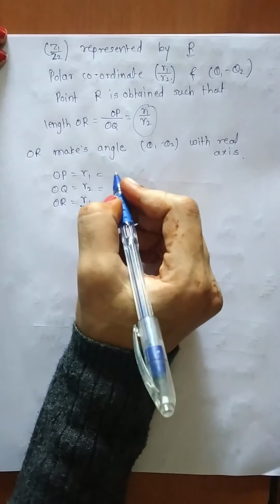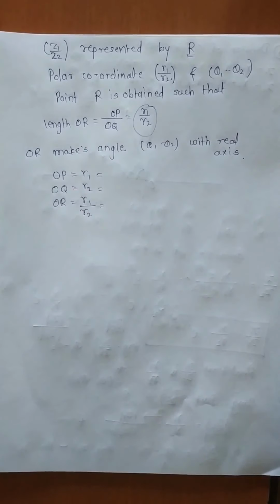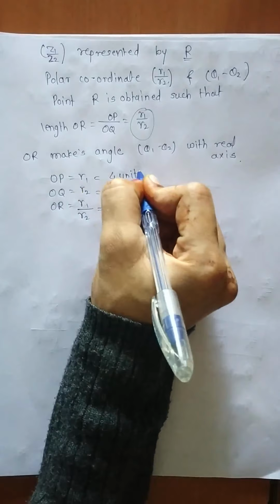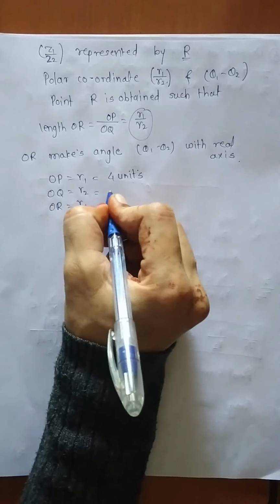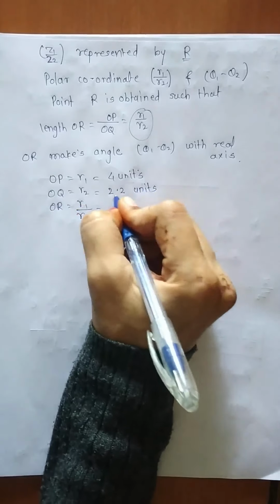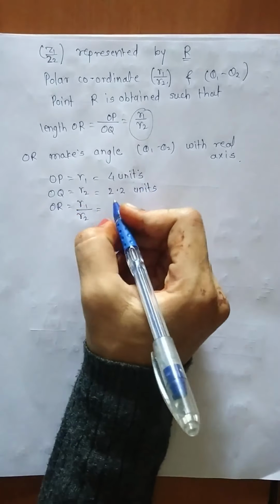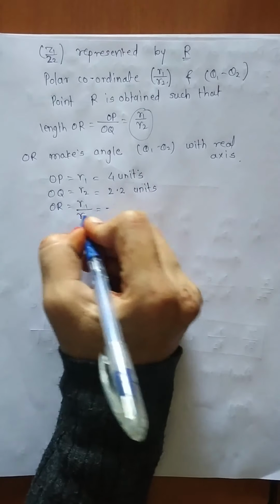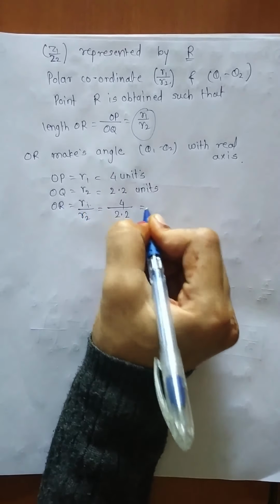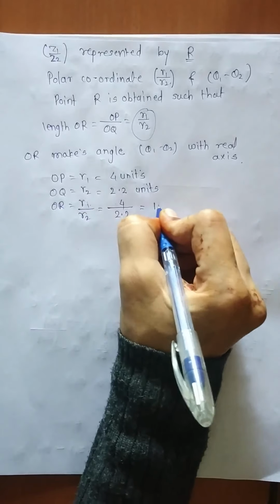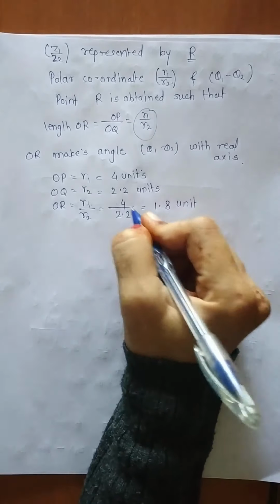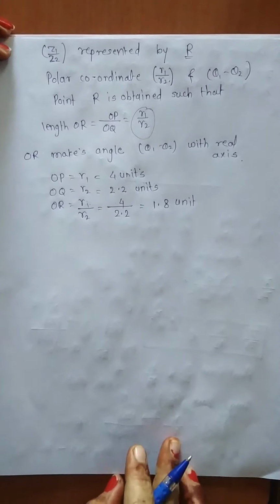So in the book they have taken R1 as 4 units. They have considered this. You can consider this 5 also, 10 also, no problem. It's your choice. R2, they have taken 2.2 units. You can take this 3, 4, anything you choose. So this will be R1 upon R2. Now 4 upon 2.2, this division will become 1.8 units. If you did this division, you will get 1.8.